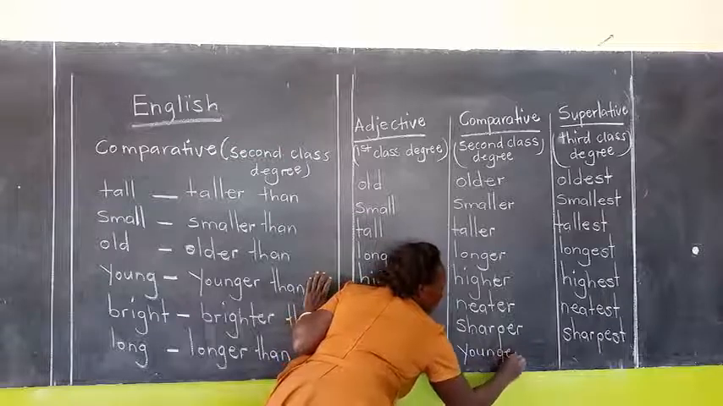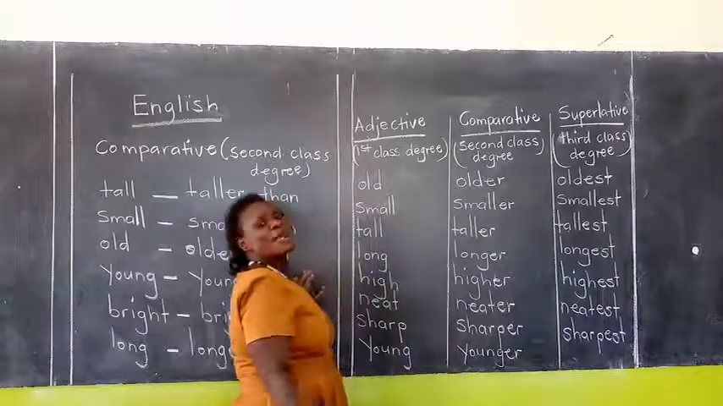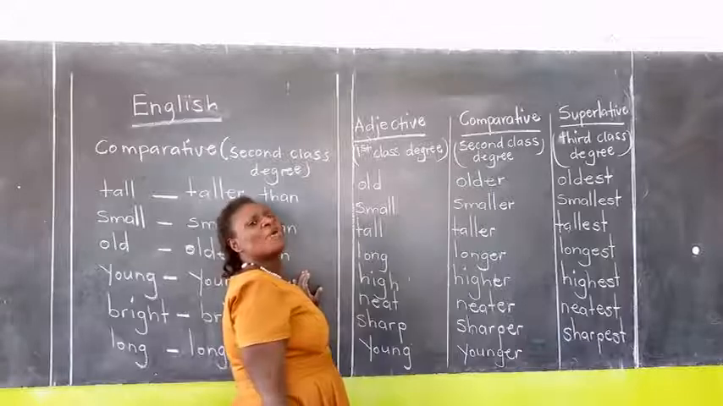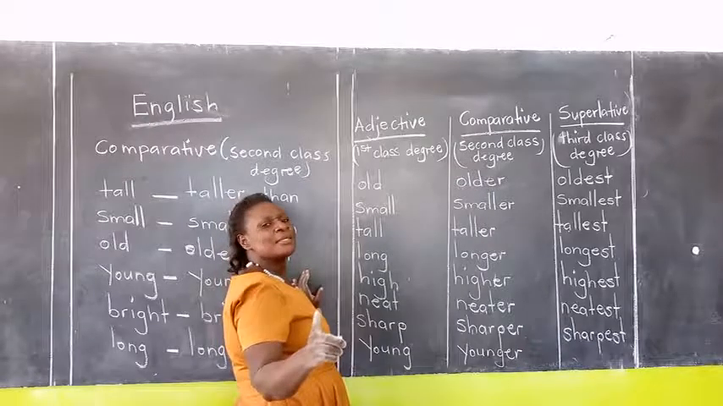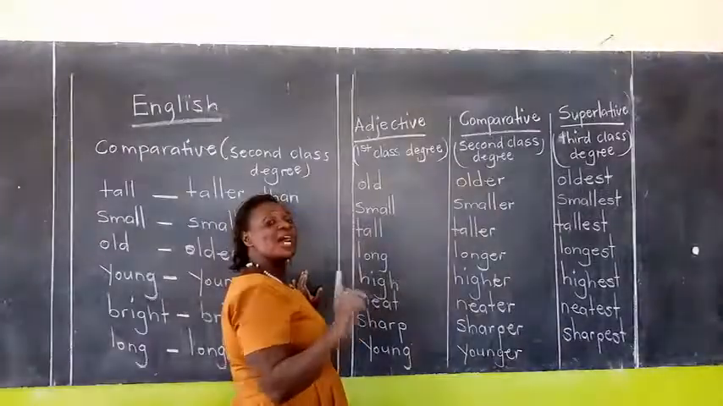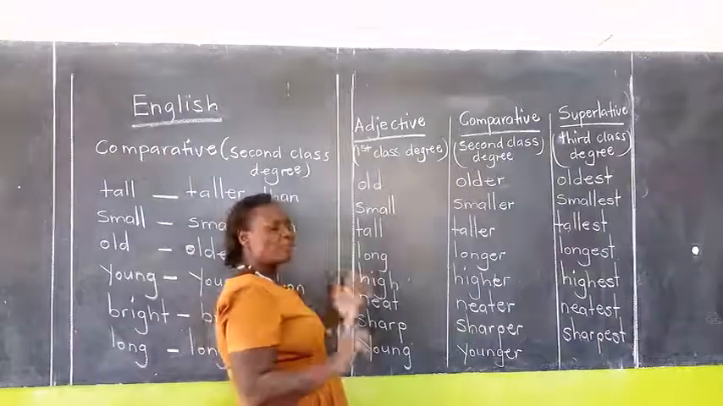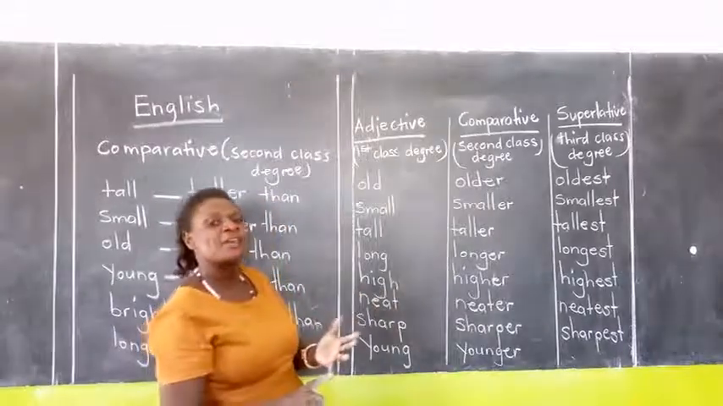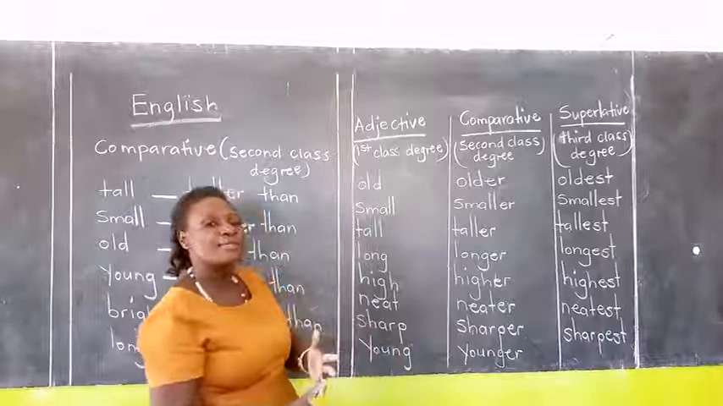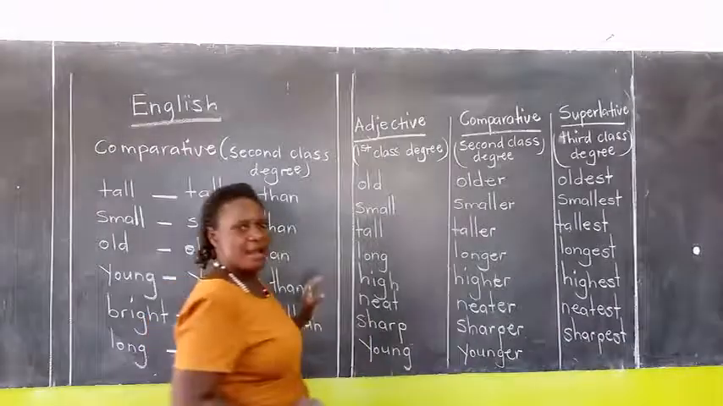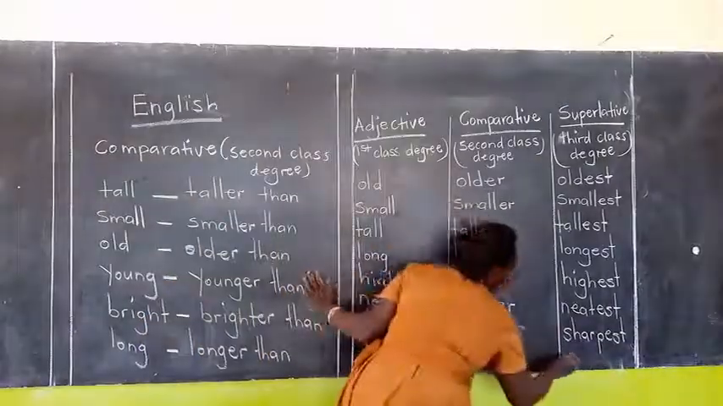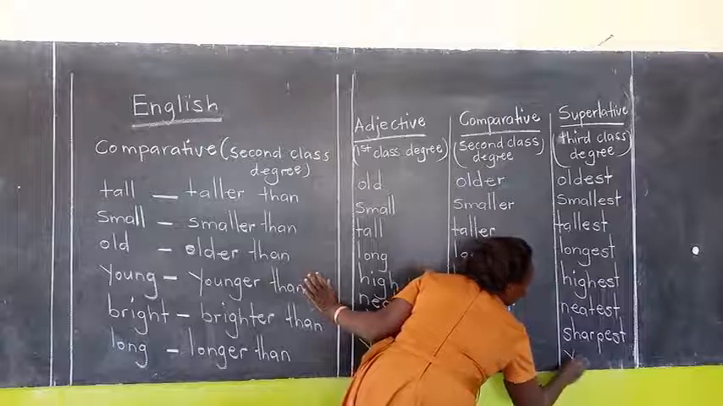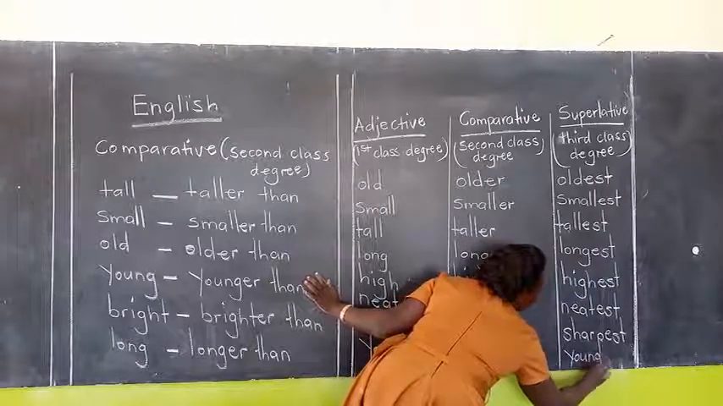We add ER. And there is that one, maybe a one year old child. Somebody might be one year and a half. Another one might be two years. Then there is that one year old child. That one is the youngest. Youngest.